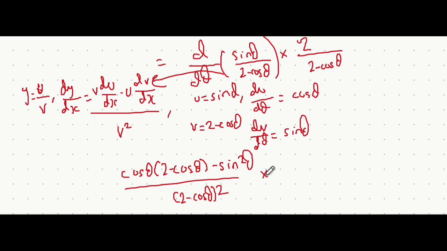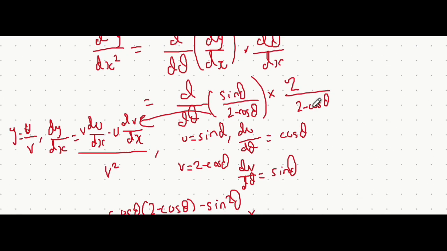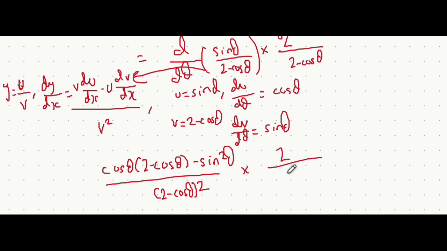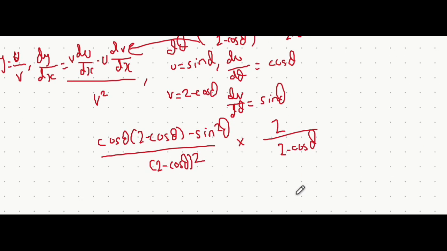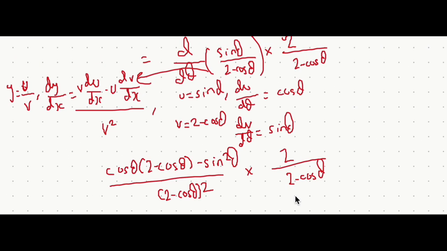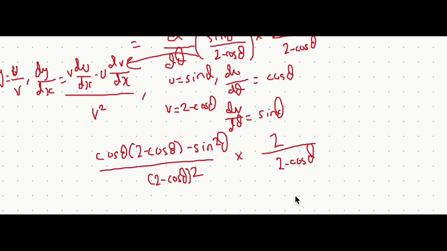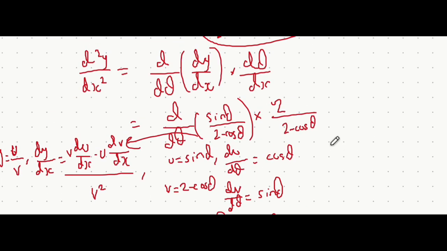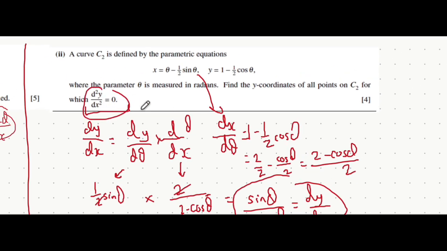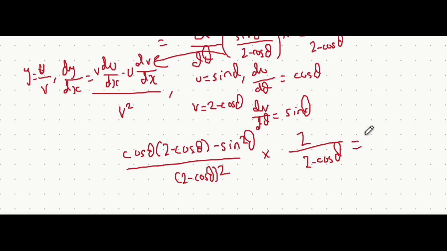And then all multiplied by this expression here, d theta by dx, 2 over 2 minus cos theta, sorry. Okay, let's see where we can go from here. I didn't go this far in my working out, but where you would go from here is, let's think about what we want: where d squared y over dx squared is equal to 0. So we want where this expression is equal to 0.